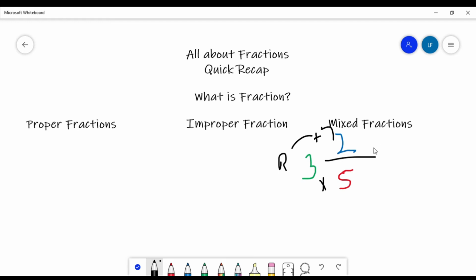So the answer over here is 3 into 5, which is 15, plus 2 equals 17. So whatever result you get, you will have to add it as the numerator. So 17 by 5. The denominator will obviously need to be the same. Okay.